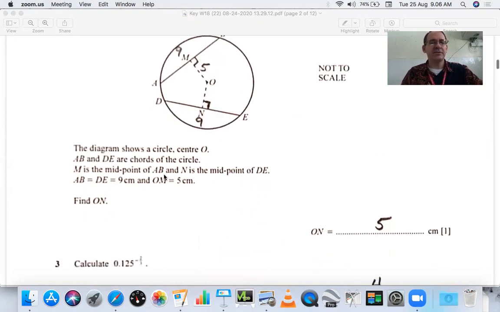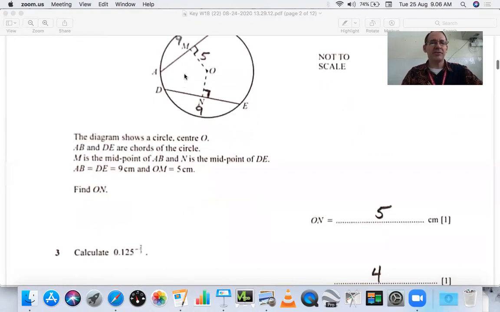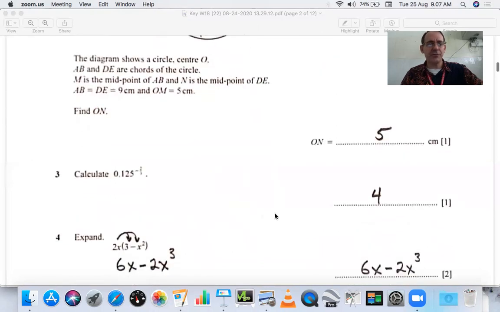That is important. It also states that AB and DE are both 9 centimeters, meaning that these chords are the same length. So if they're both the same length, and if M and N are both the midpoints, then the length from O to M and the length from O to N have to also be the same length. So since OM is 5, then that means ON is 5 also.